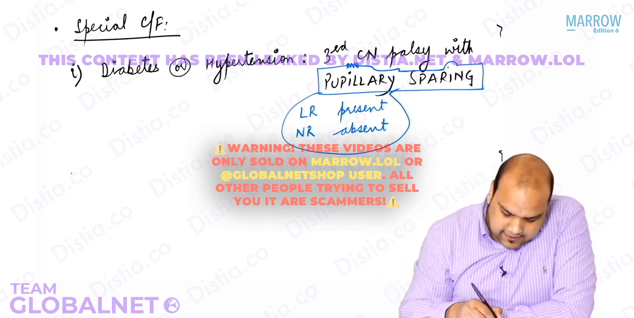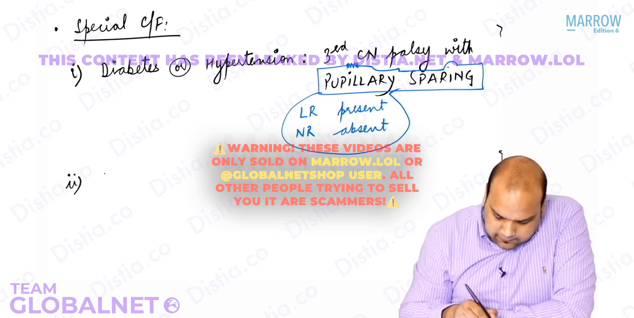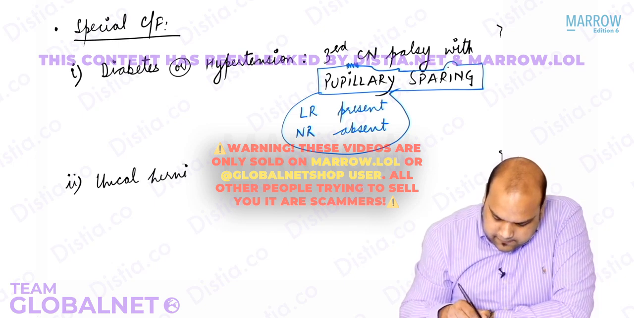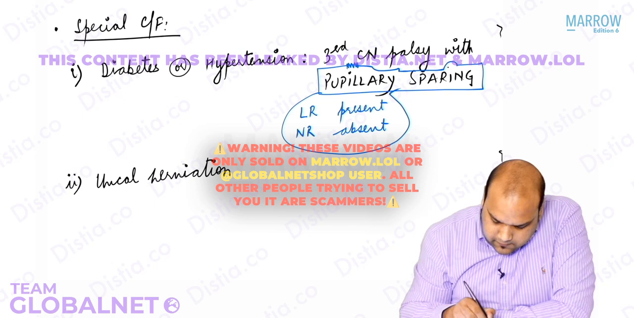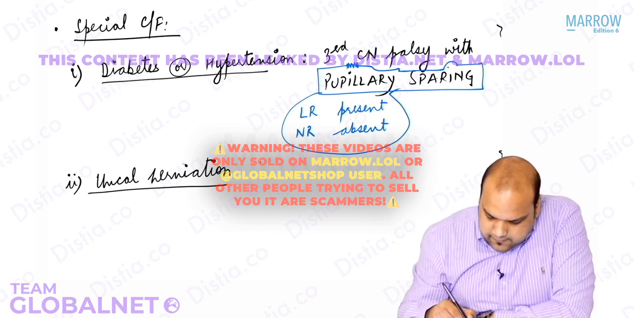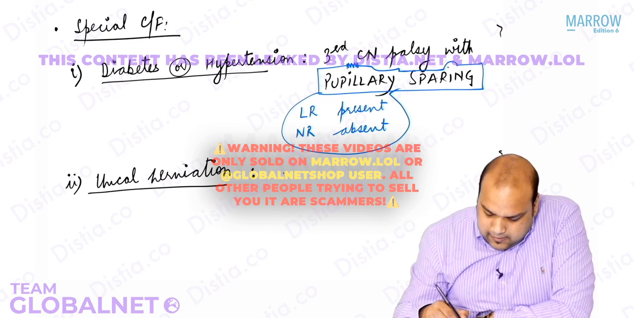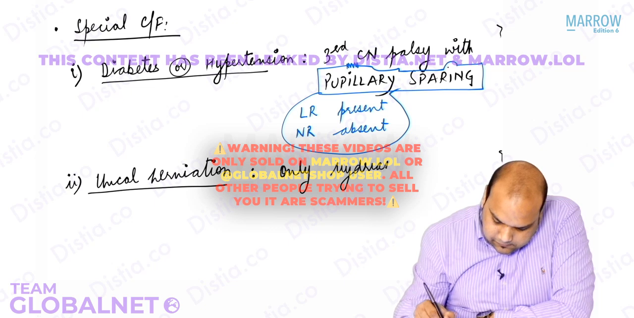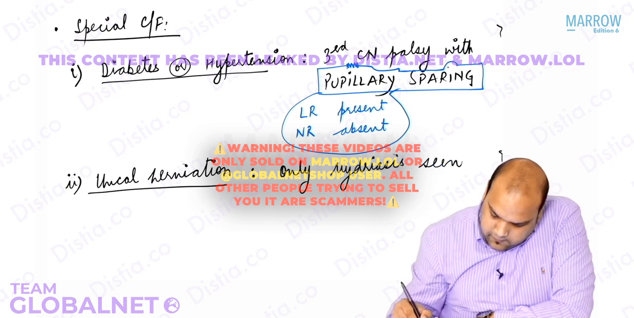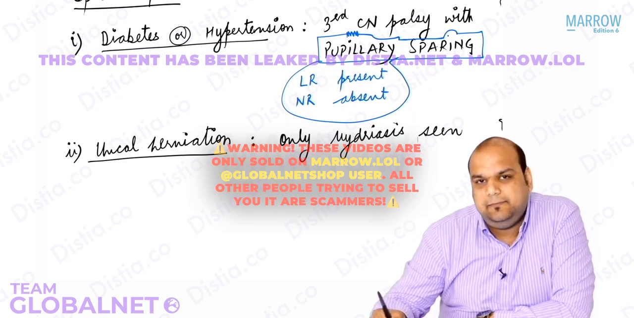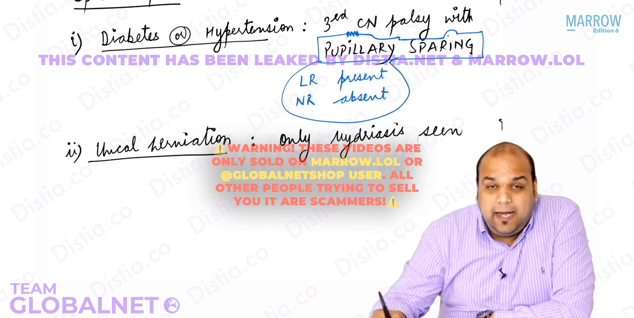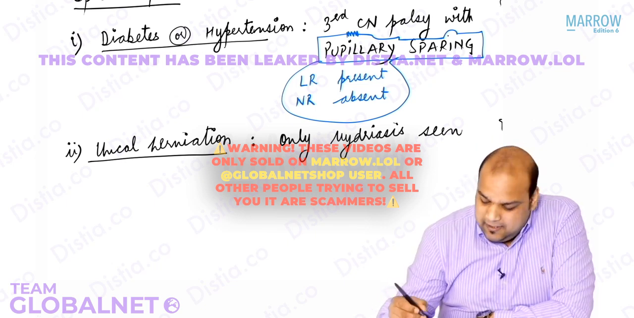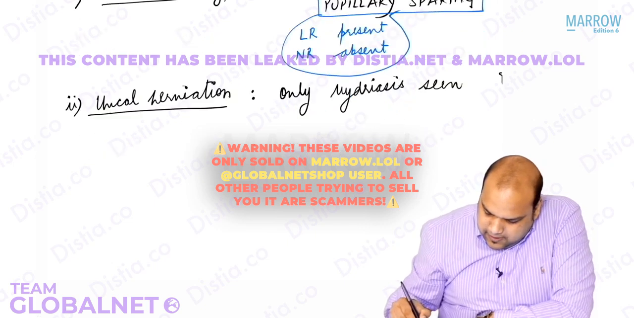Okay? Secondly, if it is a case of uncal herniation, then the case presents with only mydriasis. Only mydriasis is seen. Okay? That means only the sphincter pupillae will be paralyzed, all the other muscles will be left. Now, why is this number 1 and number 2 occurring, everybody? There is a simple reason for it.